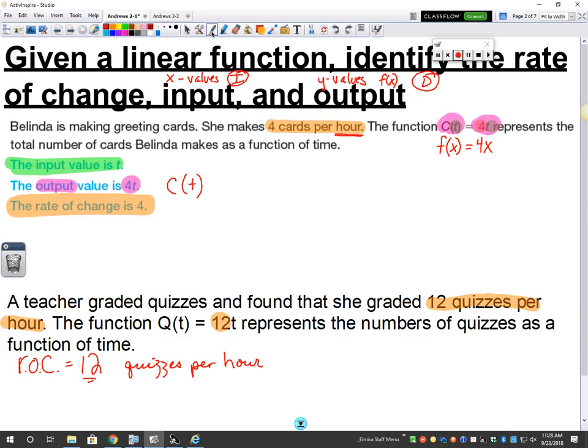So t is our input. Okay, and our output is putting it together, 12t, or Q of t. Okay? And I would write both.